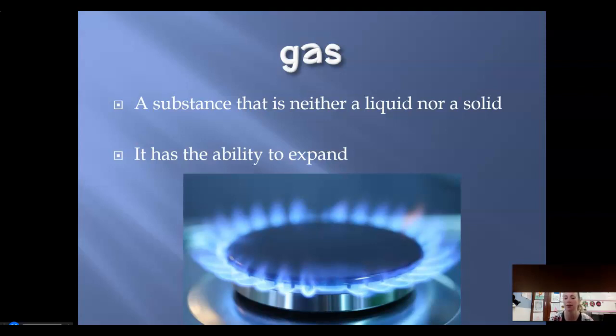That's actually a gas oven or a gas stove where I cook things on, so I can see the gas coming out, and when I light it, it looks like a fire there, and what's keeping it lit there is gas. So again, a gas is neither a liquid nor a solid.